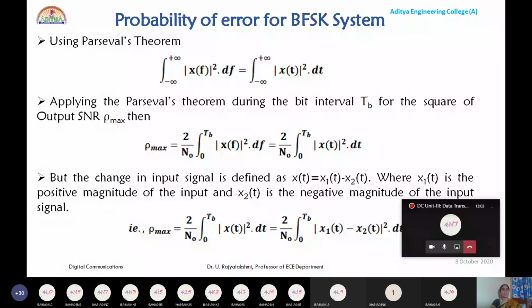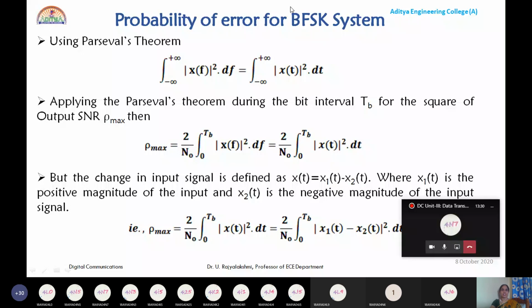We should replace the mod X of f square df. That is the square of magnitude of integration of a particular function in frequency domain and in time domain. Both the magnitudes are equal. So that's why we can replace mod X of f square df by using Parseval's theorem. And we are going to integrate for a bit interval because this is a binary FSK.